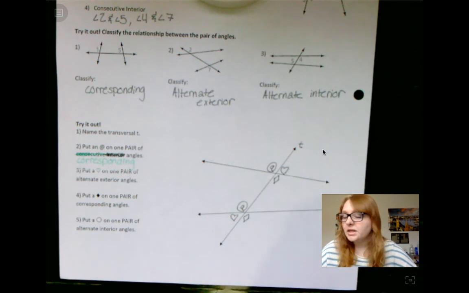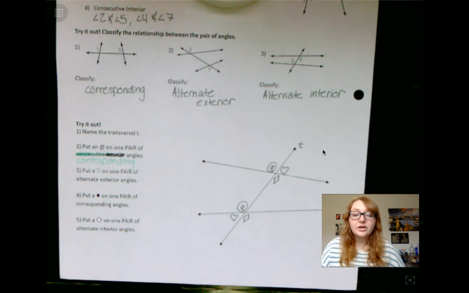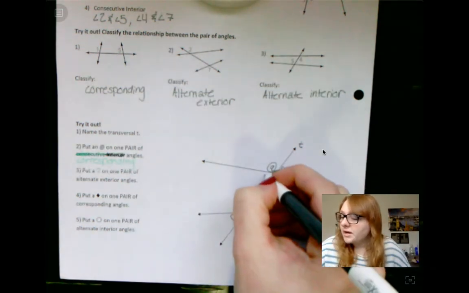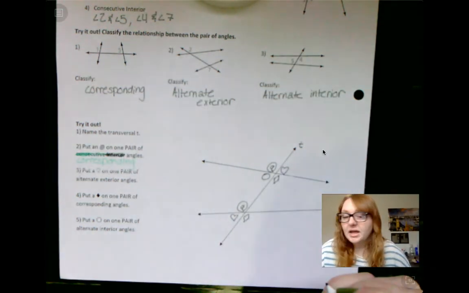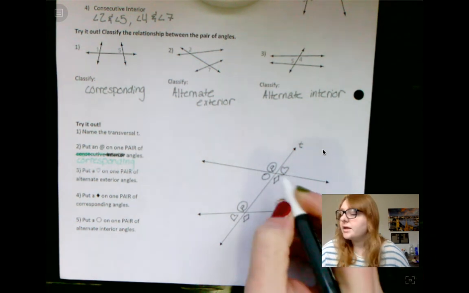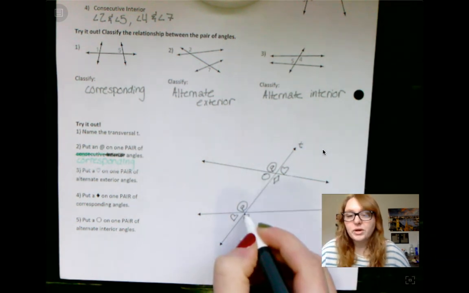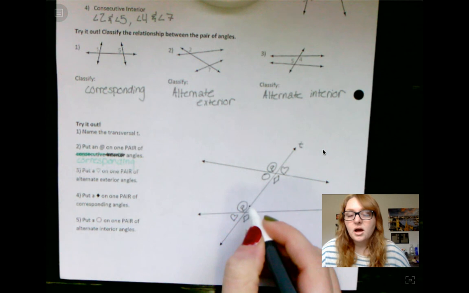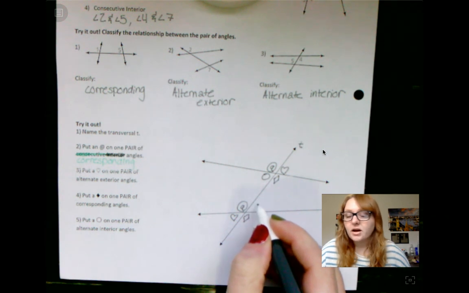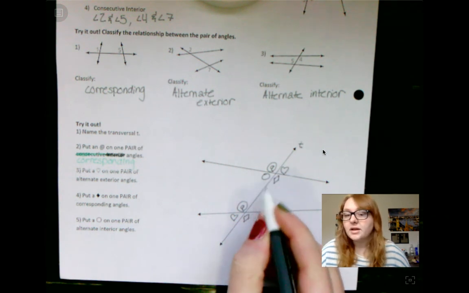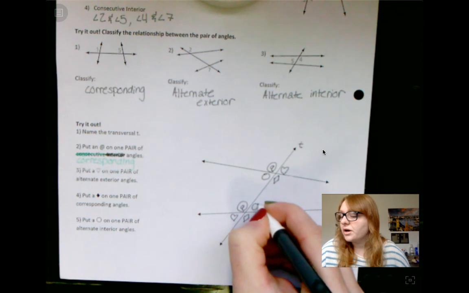Okay, and then finally put a circle on one pair of alternate interior angles. So remember that alternate is on opposite sides of the transversal and interior means it's on the inside of the two lines. So I will put one in the last opening here. And so in the second intersection, we need something in between the two lines and then on the opposite side of the first circle. So since this was on the left side, we are going to draw a circle on the right side.